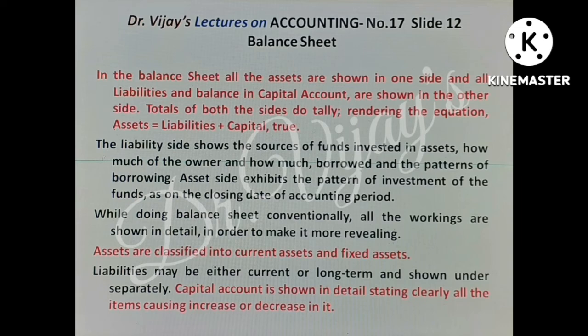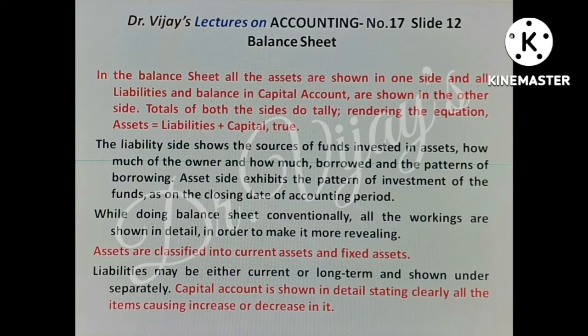In the balance sheet, all the assets are shown on one side and all the liabilities and the capital account on the other side. Totals of both sides do tally, rendering the equation assets equals liabilities plus capital true. The liability side shows the source of funds invested in assets, how much of the owner and how much borrowed, and the patterns of borrowing. The asset side exhibits the pattern of investment of the funds in various assets as on the closing date of the accounting period.